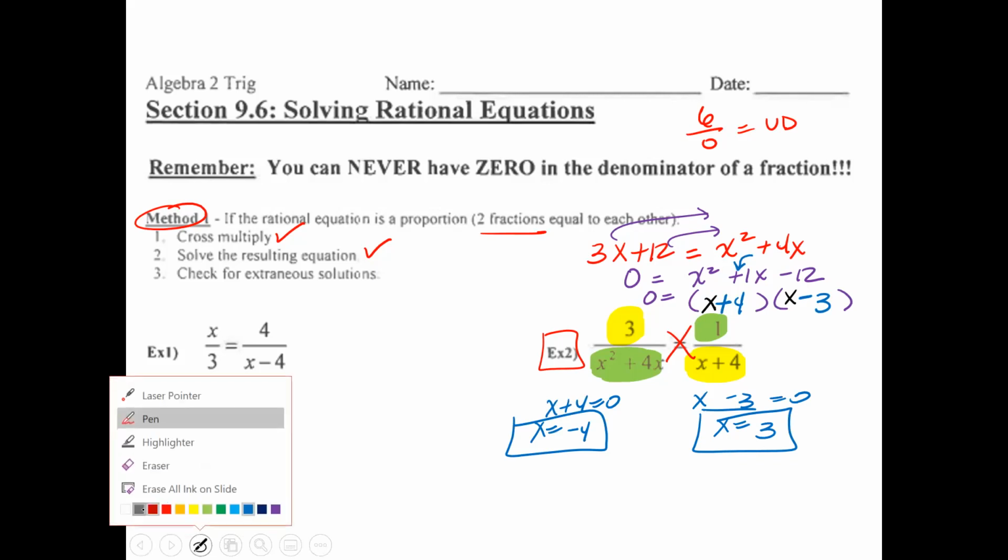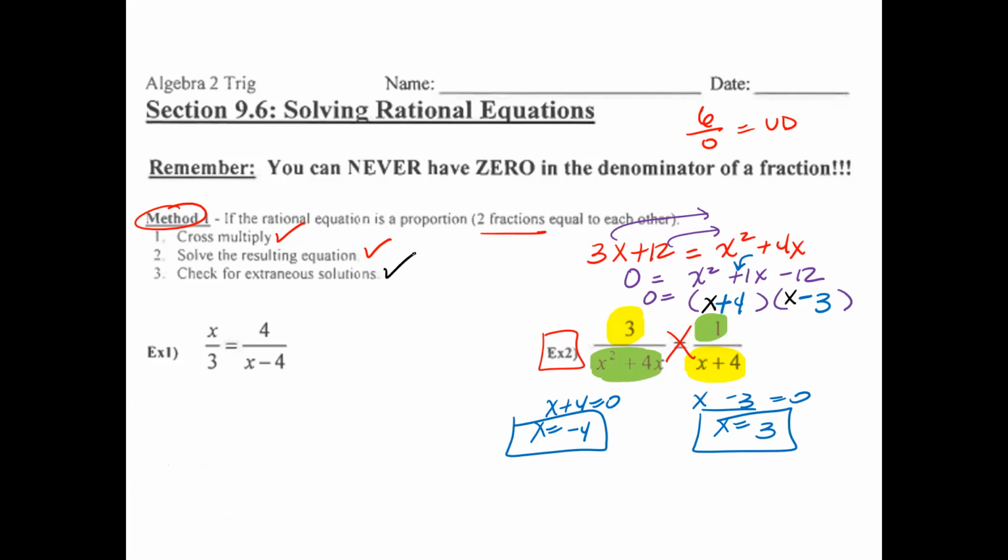Step 3. Check for extraneous solutions. What it means here is, does the x give you a 0 in the denominator? If any of these give you a 0 in the denominator, you cannot use it, because you can't have a 0 in the denominator. Well, let's check 3. If I put 3 here, 3 plus 4 is 7. That's not 0. If I put 3 into the first fraction, nope, still not 0. 3 is good. So I'm going to keep 3.